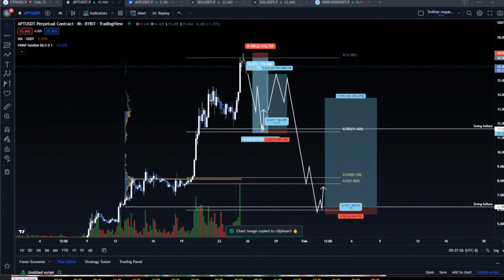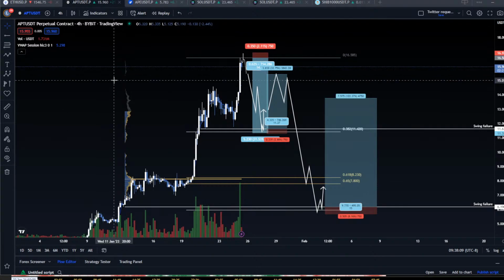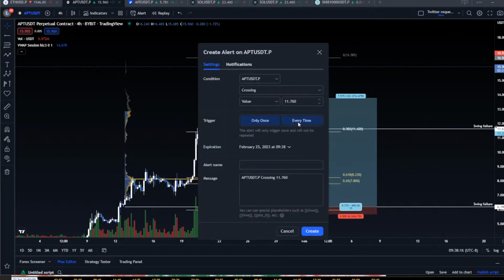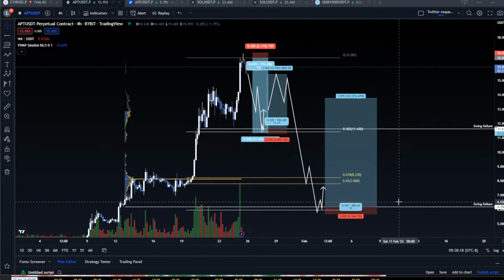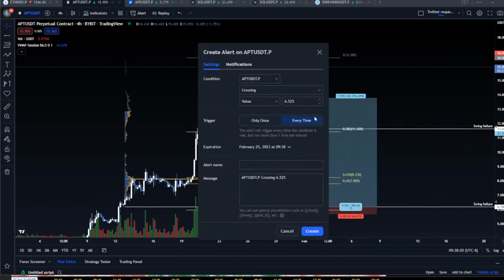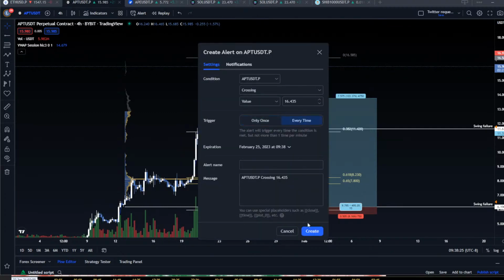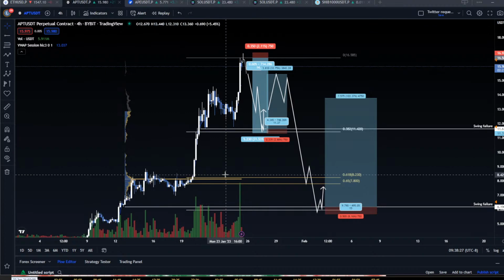All right, that's my APT analysis. I'm going to share that in the Discord as well. And I'm not predicting what will happen, of course. I'm just marking out ideas that, if I got them, I'd be interested in trading them. I just set an alert. I'd set an alert here too.